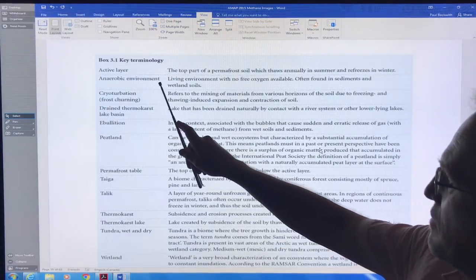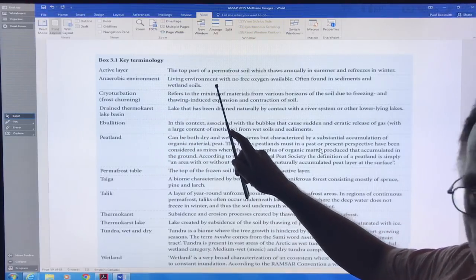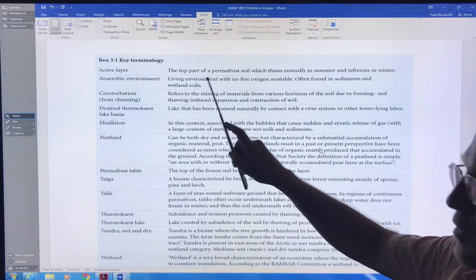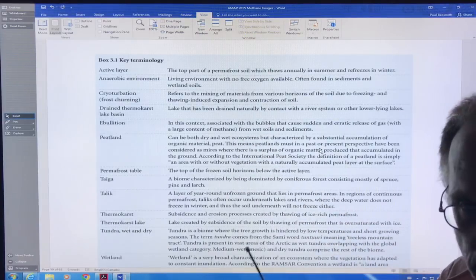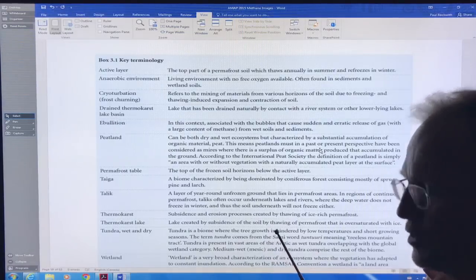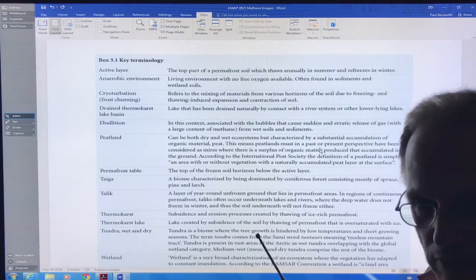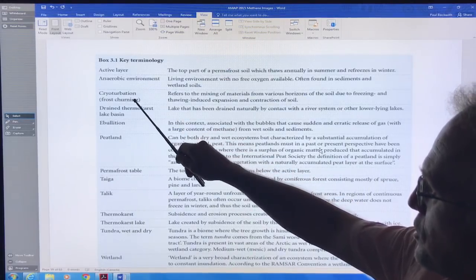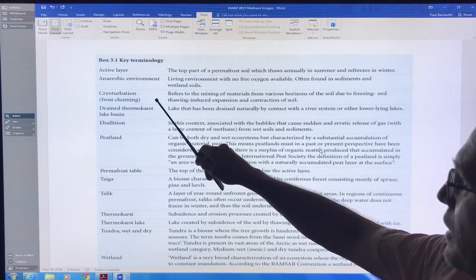An anaerobic environment. There's no free oxygen available. So in sediments and in wetlands, no free oxygen. So the microbes breaking down carbon, there's no oxygen available. So you don't get CO2, you get methane, CH4. Anaerobic environment.